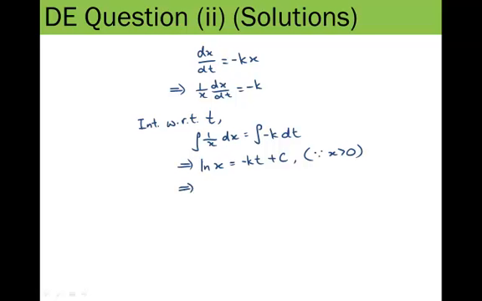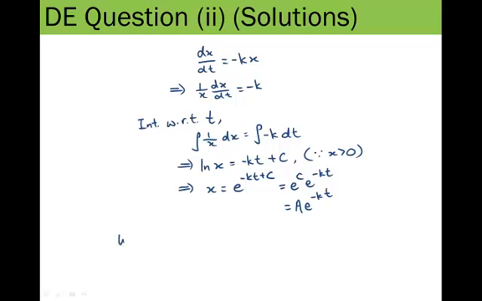Now I take exponential on both sides. I get x is equal to e to the power of negative kt plus c, which I can write as e to the power c times e to the power negative kt, and to simplify matters I write e to the power c as the constant a. Now the objective is to solve for the two arbitrary constants in this solution of x. In fact, what we have found is the general solution. But the question gives us two pieces of information so that I can find the constants.